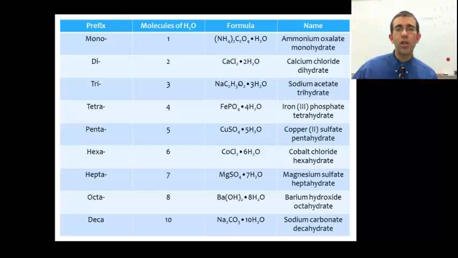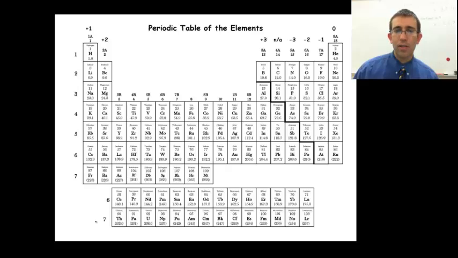Trihydrate, this is sodium acetate here. And so for every 1 sodium acetate, you get 3 waters, and you can kind of get the gist of this. So tetra, penta, hexa, hepta, octa. Notice we skip nona and just go to deca. Alright, we're going to need that periodic table. We'll come back and forth.